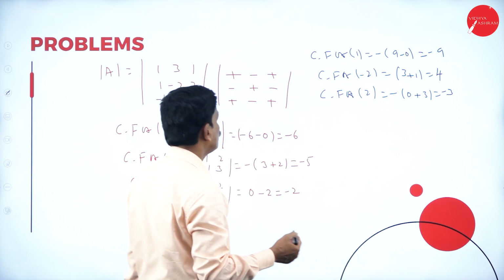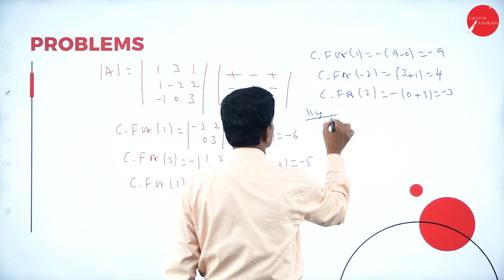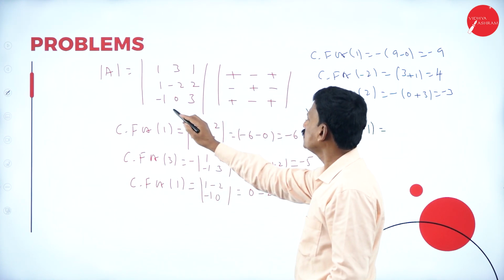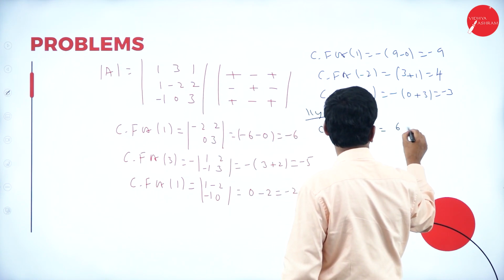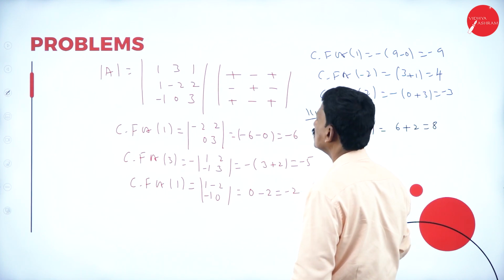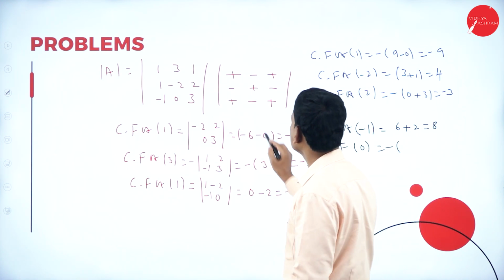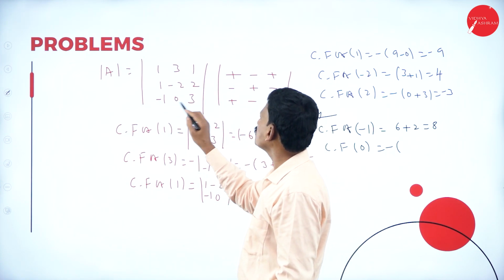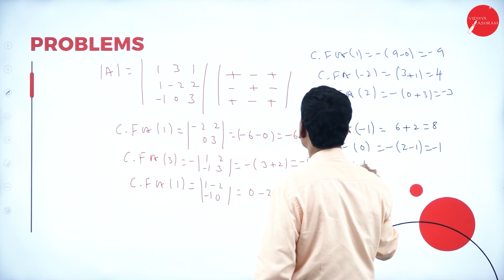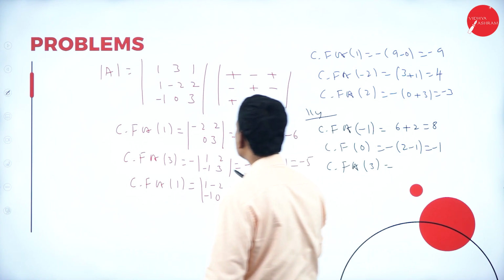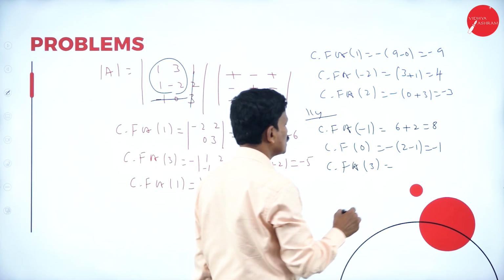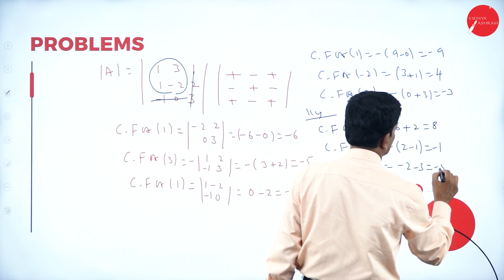Now, similarly, find out the cofactors for the third row. Cofactor of minus 1. So, this row and column is gone. 3 2s are 6. Minus into minus plus, 1 2s are 2, that's equal to 8. Cofactor of that is 8. Cofactor of 0 is equal to minus, negative sign. This row and column is gone. 1 2s are 2 minus 1. 2 minus 1 is equal to minus 1. And cofactor of the last element 3, see, this row and column is deleted, only this much. 1 into minus 2 is minus 2 minus 3. Minus 2 minus 3 is equal to minus 5.